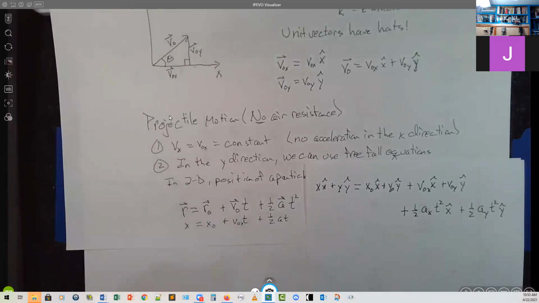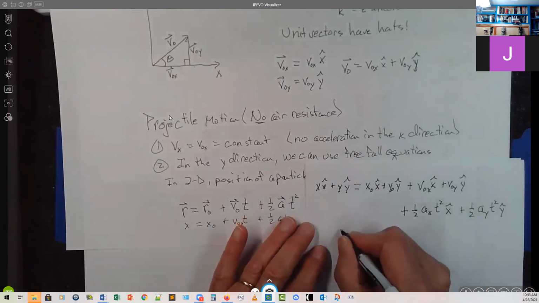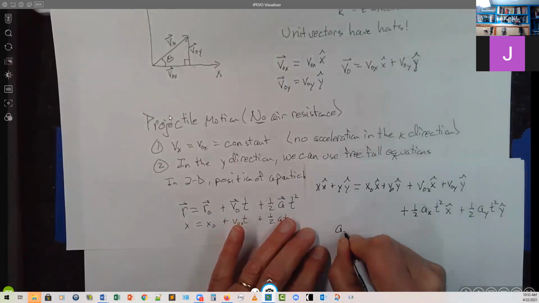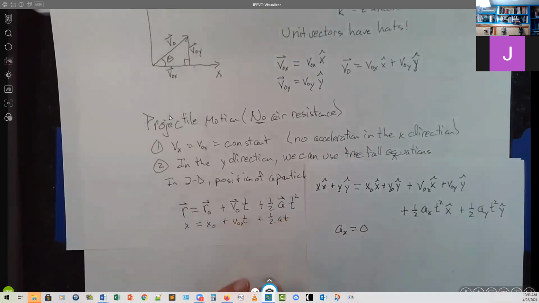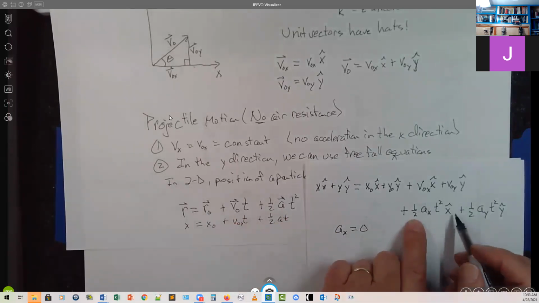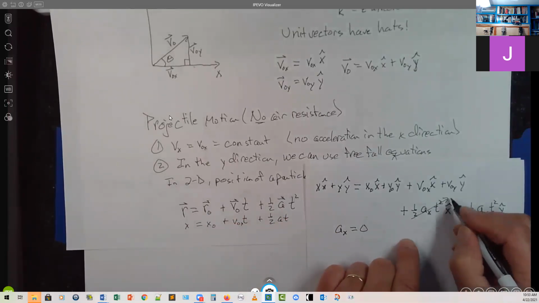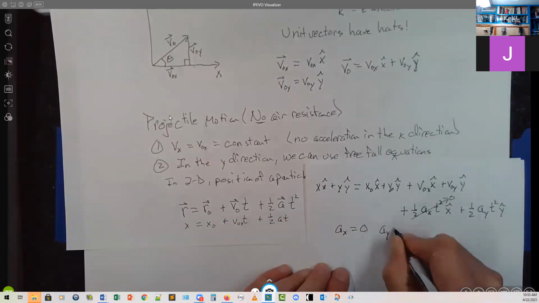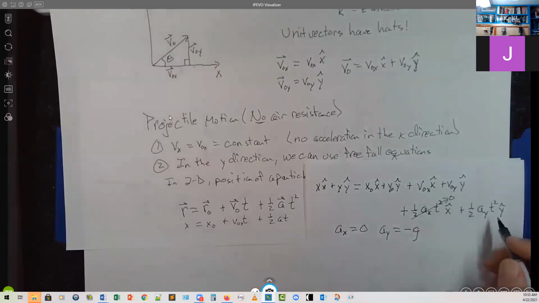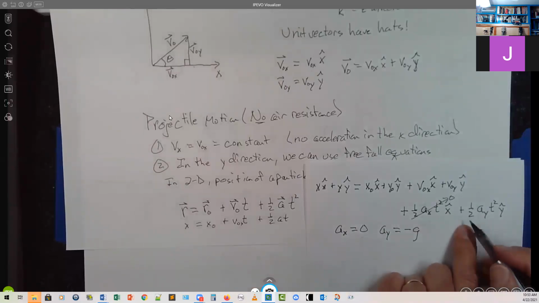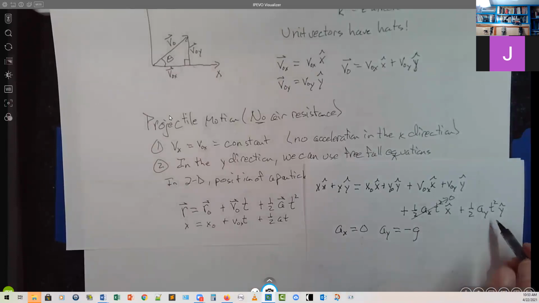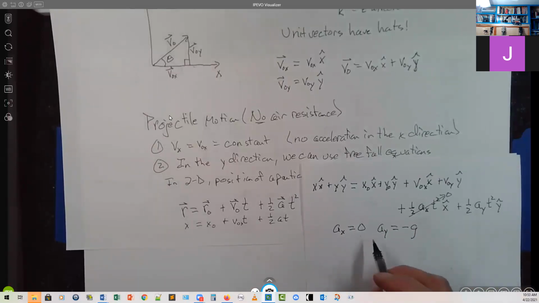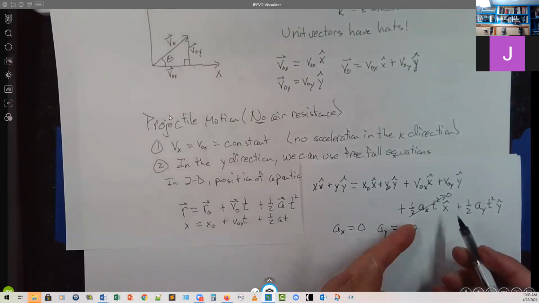For one thing, we're only going to apply this to projectile motion. And so here's something that we'll have. We'll have that A sub X is equal to 0. There's no acceleration in the X direction. That makes this term go away. Okay, it's 0. And A sub Y is going to equal minus G. That's going to turn that term into minus 1/2 G T squared. And so I can do that with A sub X equaling 0. Let's see. Well, I lose one term that way.